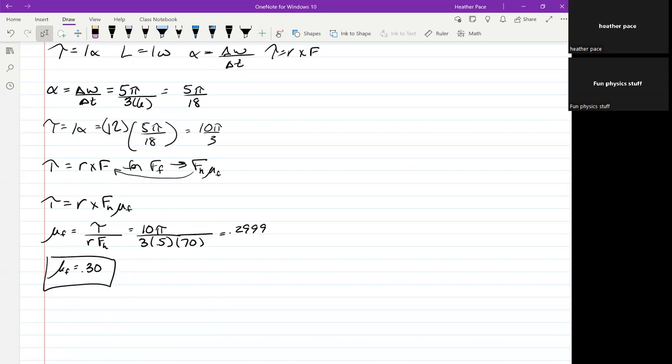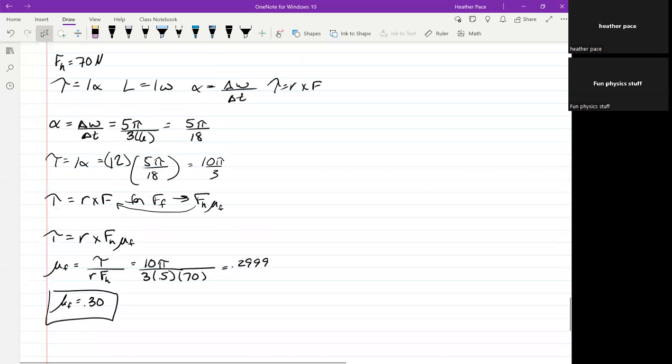All of these we know. We solved for tau, we're given R, we're given F. Mu equals 10 pi over 3 divided by 0.5 times 70, which equals 0.299999. Mu equals 0.30. And that is our answer.